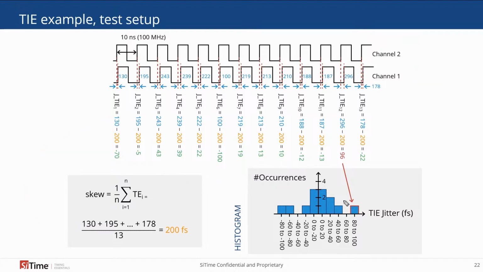Ideally, we want to measure a lot more data than 13. We want to do millions of edges. And then we end up with a really nice looking distribution that's smooth. But for the sake of discussion, I just wanted to highlight the logistics of how we calculate this distribution.